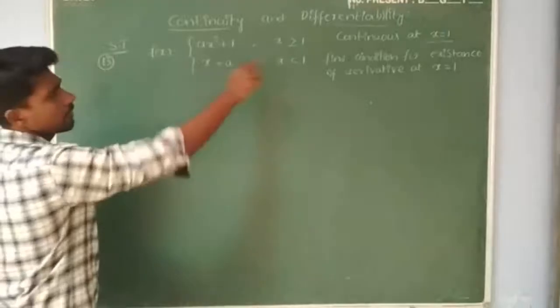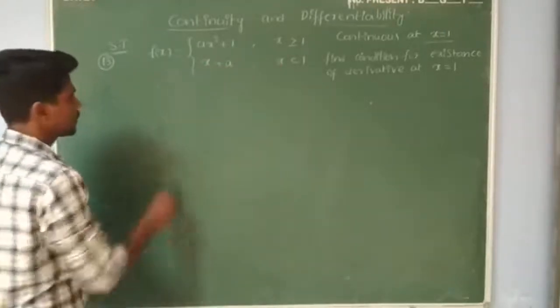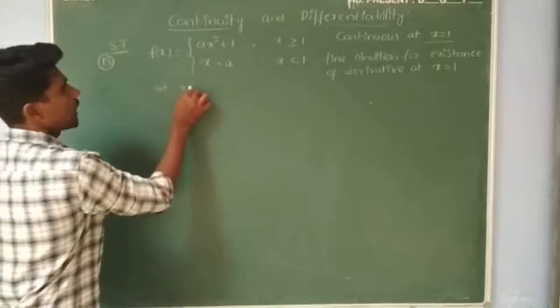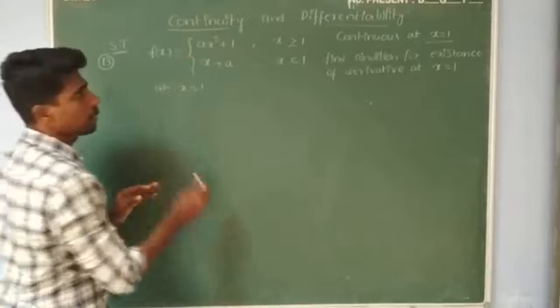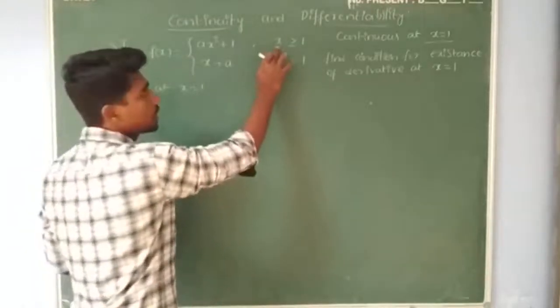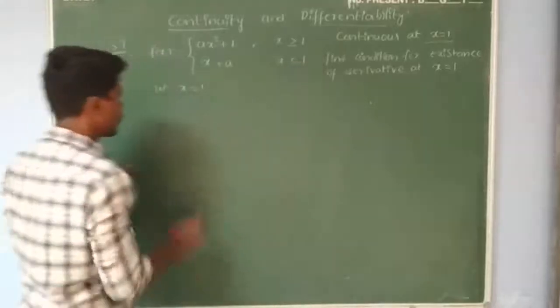We first find whether it is continuous or not at x equal to 1. So I am checking for that condition at x equal to 1. We have to find the left limit and the right limit, because the given function is defined for x greater than or equal to 1 and for x less than 1.